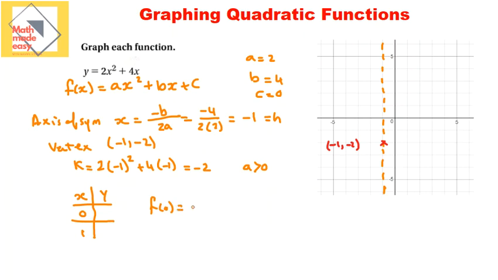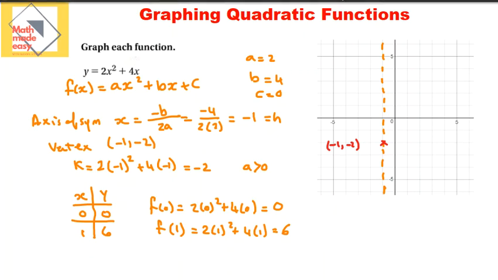f of 0 is going to be 2 times 0 squared plus 4 times 0, which is 0. Now, I always like to show the steps so you don't have anything to wonder about. Still, if you feel like you have any questions, you can write them in the comments and I'll reply to your question. Now, f of 1 is equal to 2 multiplied by 1 squared plus 4 times 1. Well, 2 plus 4 is 6, so I have a point at 1 and 6. Let's plot these 2 points.